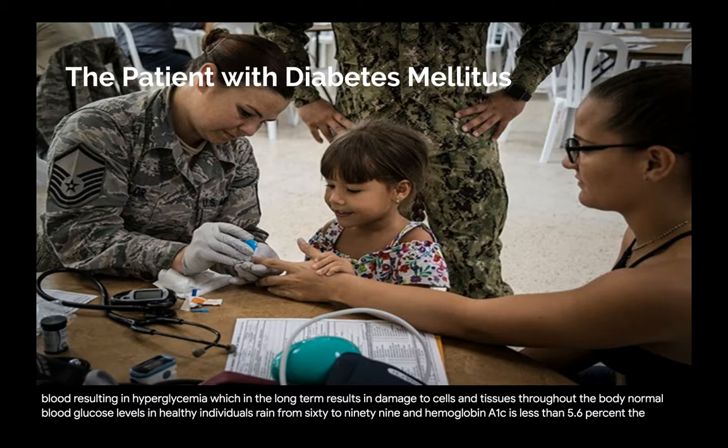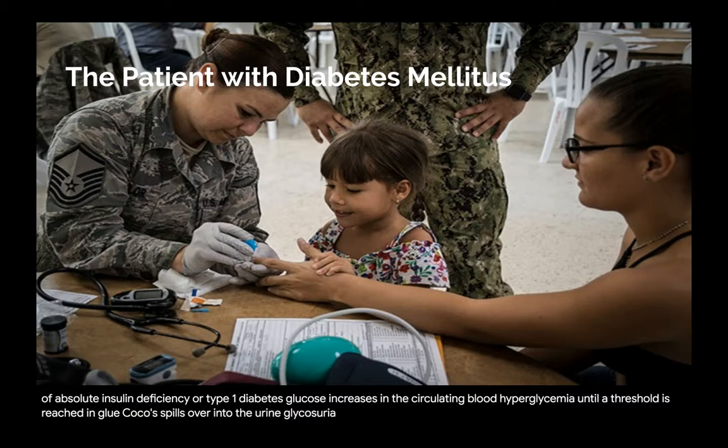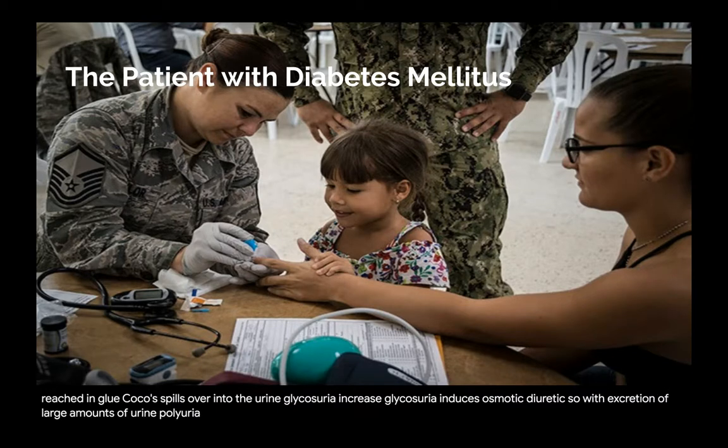The effects of absolute insulin deficiency, or type 1 diabetes. Glucose increases in the circulating blood, hyperglycemia, until a threshold is reached and glucose spills over into the urine, glycosuria. Increased glycosuria induces osmotic diuresis with excretion of large amounts of urine, polyuria. Water and electrolytes are lost. Fluid loss signals excessive thirst to the brain, polydipsia.